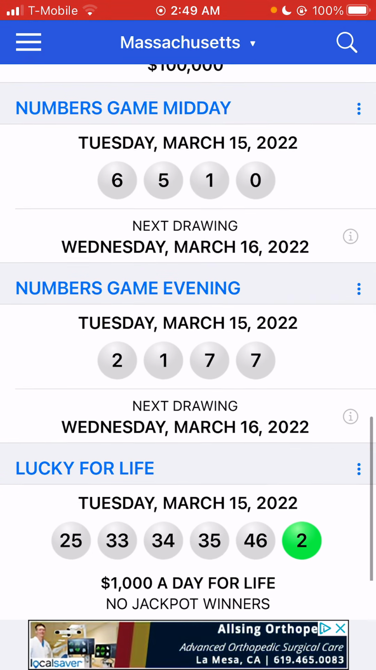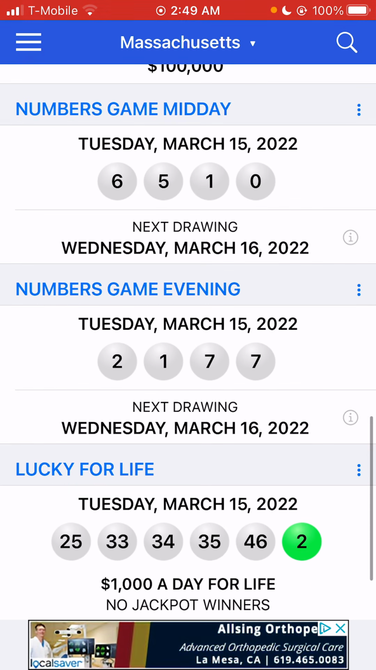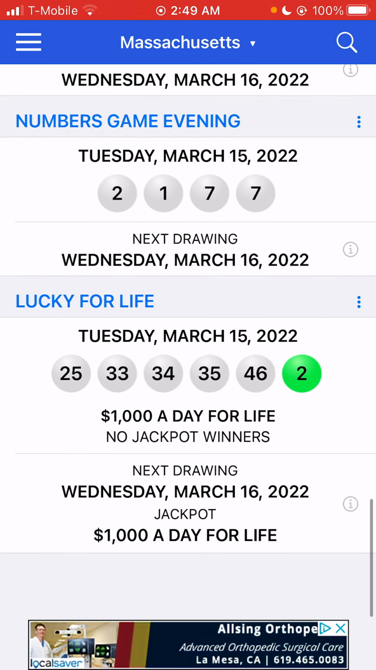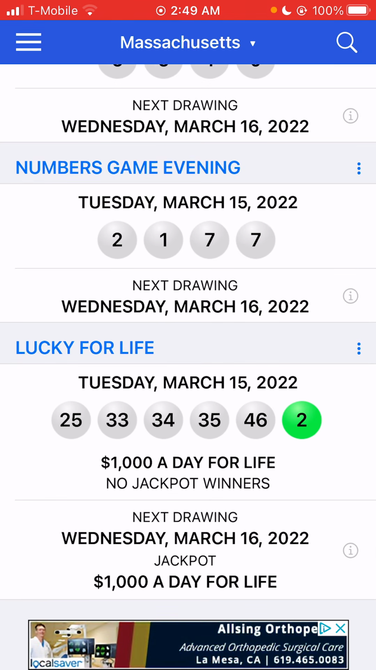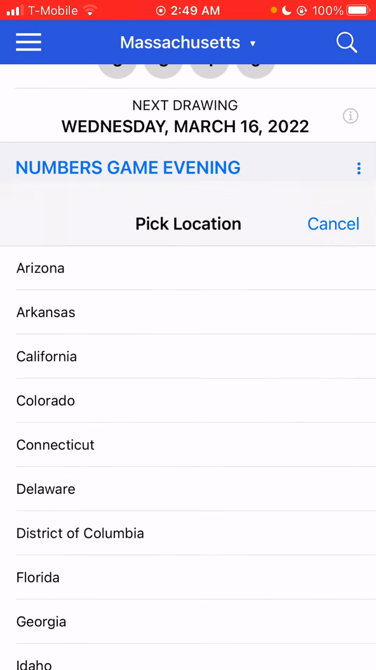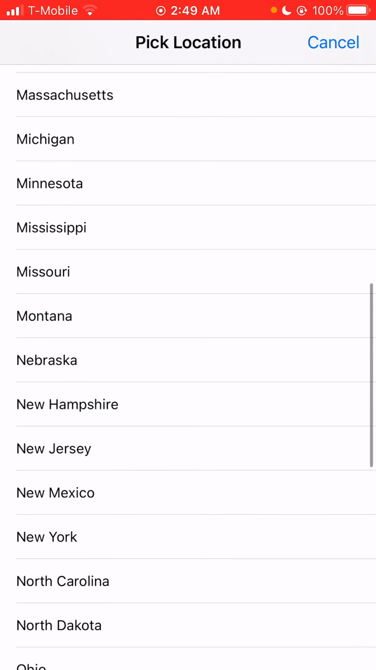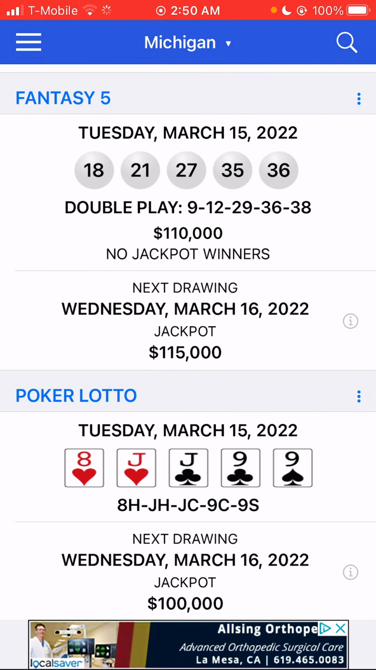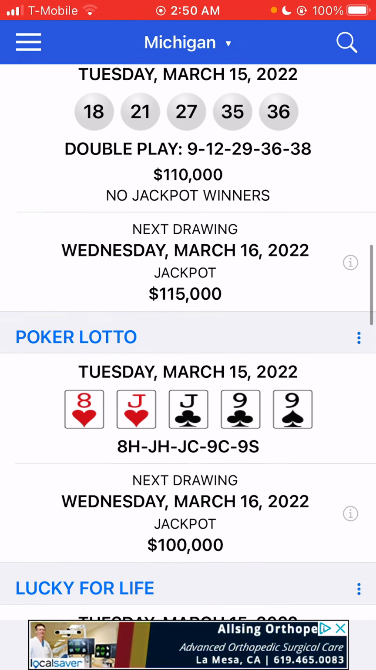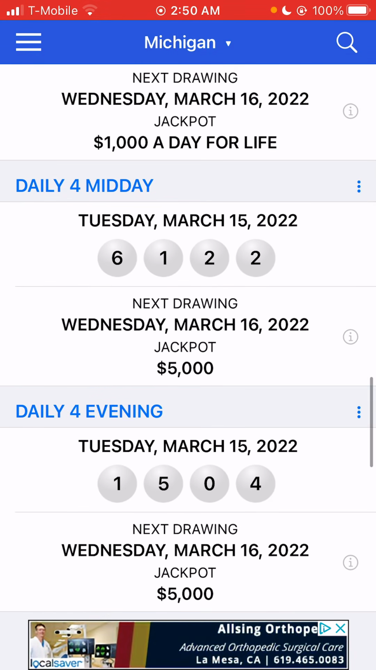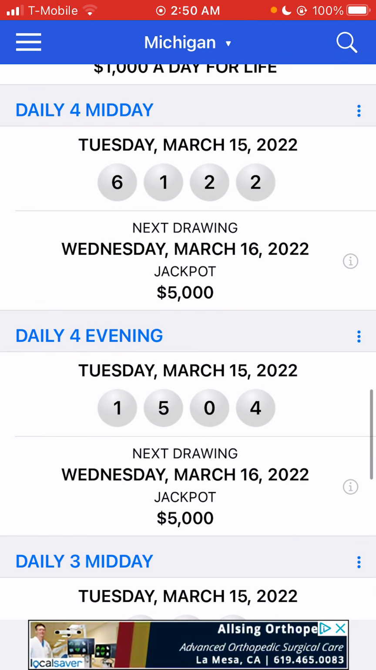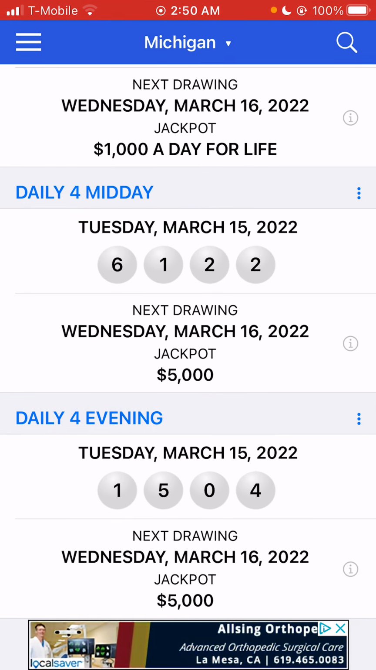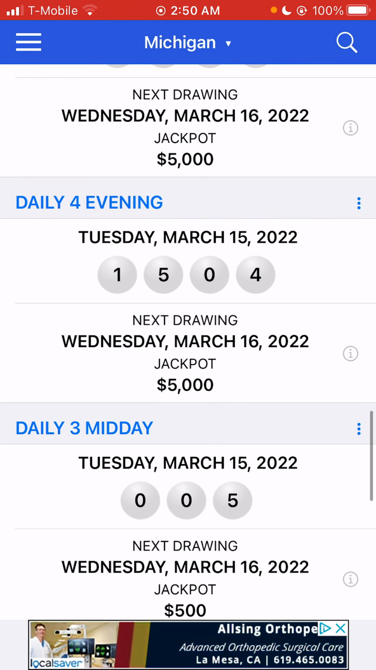Okay, so I wouldn't do midday for Massachusetts. For the evening, I would play the 2, the 1, and the 7 in the grid. Michigan. Okay, so Michigan, I would do midday, 6, 1, and 2 in the grid. I wouldn't play the evening.